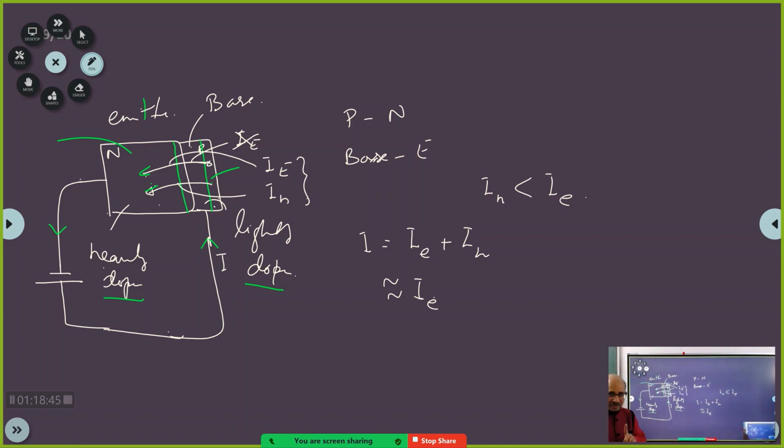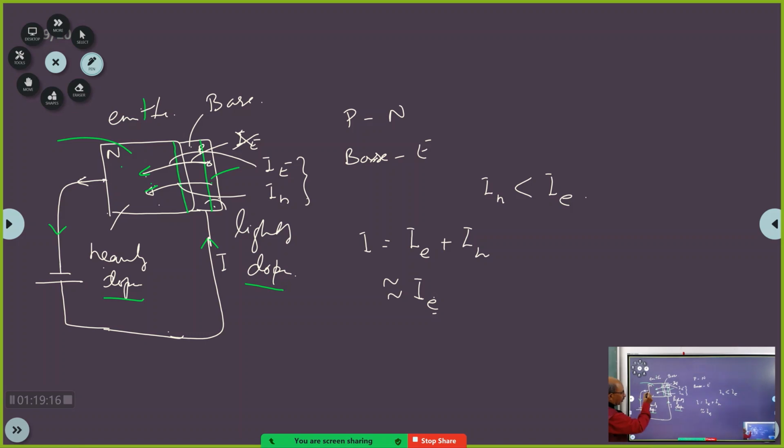You understand? This is an important thing. If they are equally doped, then IE is equal to IH. Otherwise these two will be different, and in this case it is made like this. That is, the conventional current in the forward bias state will predominantly be that of the electrons in the emitter, and here it is electrons.